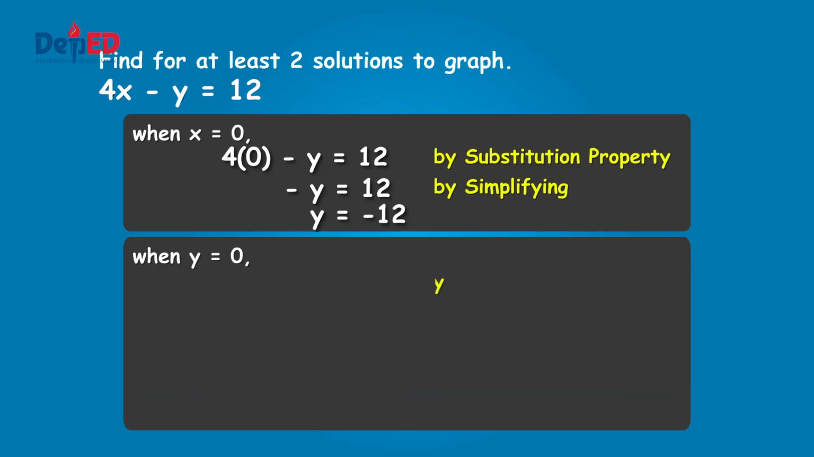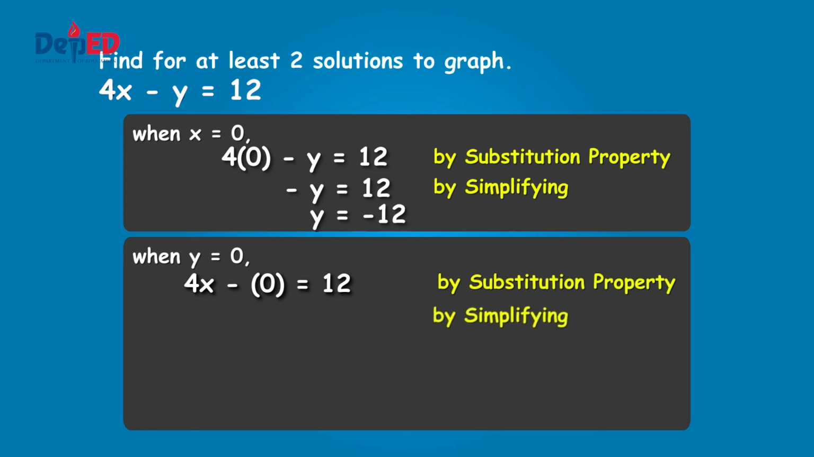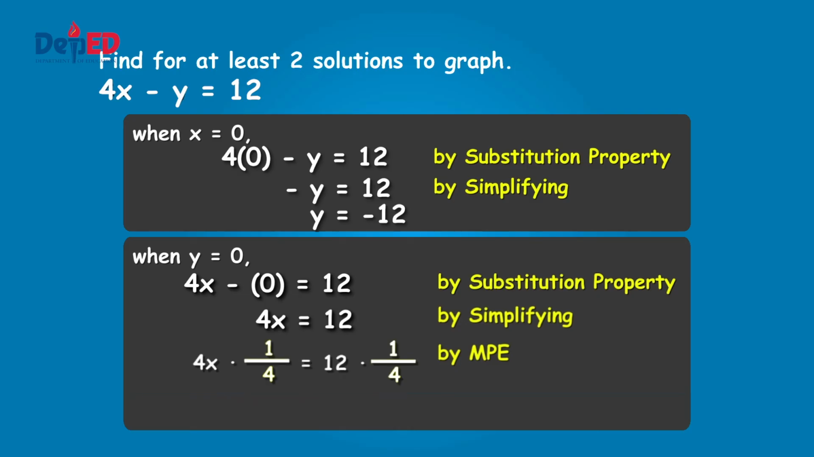Let's find another solution by setting y equal to 0. By substitution, we will have 4x minus y equals 12, which will become 4x minus 0 equals 12. And this will give us an equation 4x equals 12, which we still need to apply the multiplication property of equality to solve for the value of x. So multiplying 1/4 on both sides of the equation, the resulting value is x is equal to 3. Therefore, another solution is the point (3, 0).